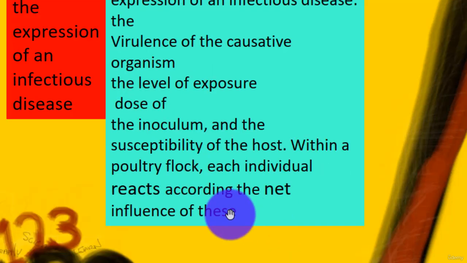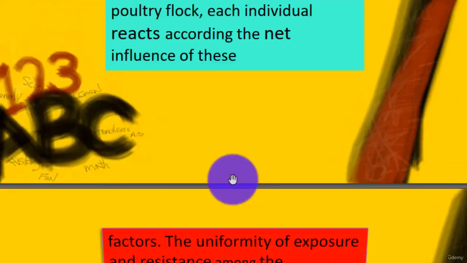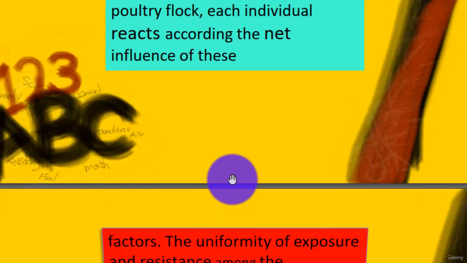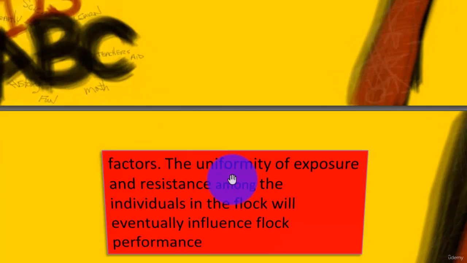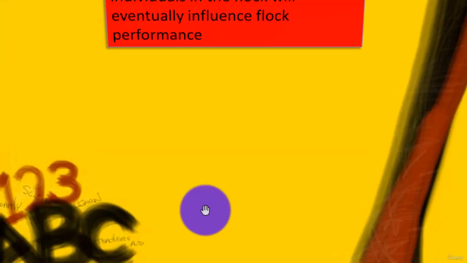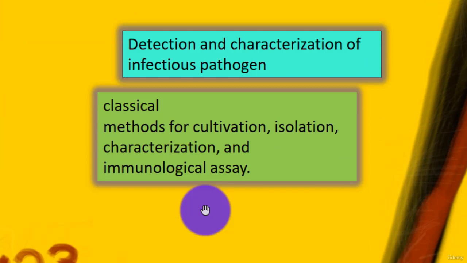Each individual in the flock reacts according to the net influence of these three factors, and the uniformity of exposure and the resistance among the individuals in the flock will eventually compose the flock, and the flock is influenced by the performance of each individual.